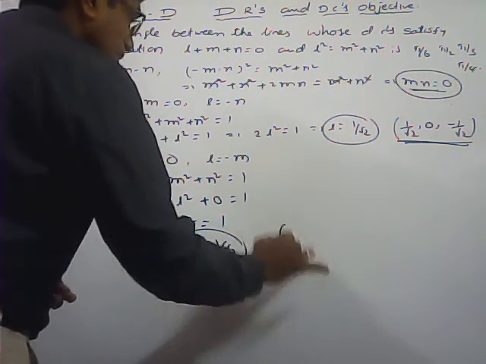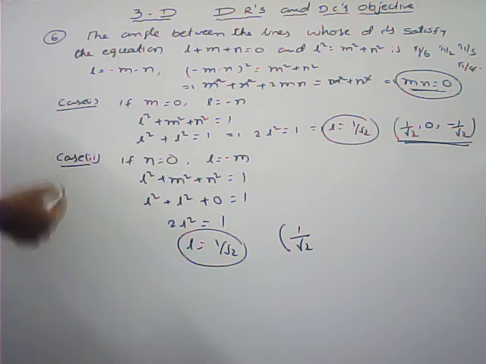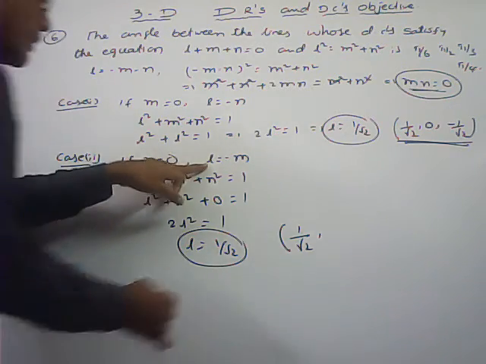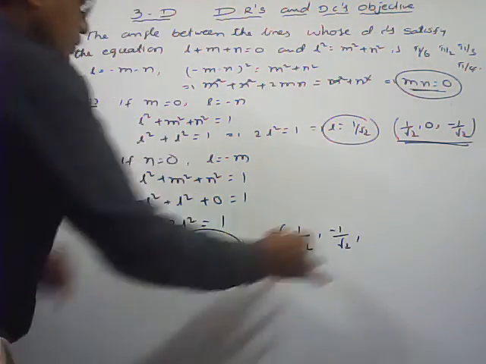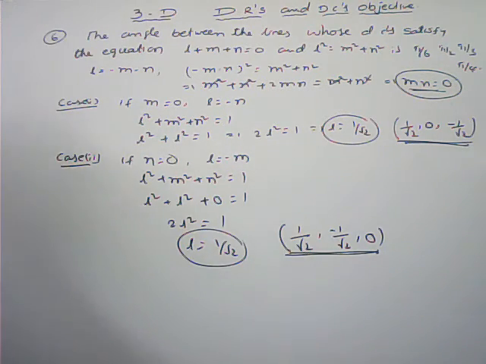So what are the DCs of the second line? 1 by root 2. If you want, you can take plus or minus also, no problem. 1 by root 2, M value is minus 1 by root 2, and N value I have taken 0. So these are the DCs of the second line.